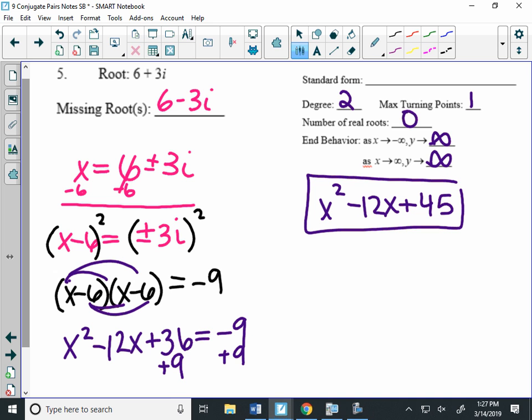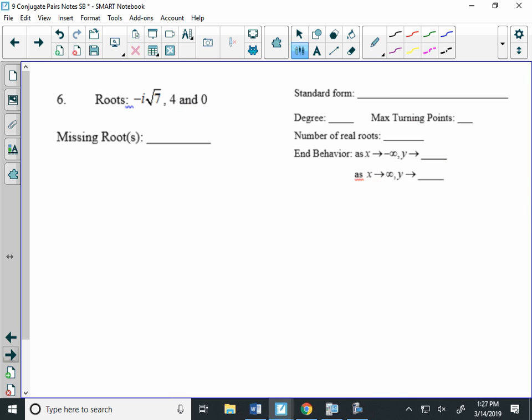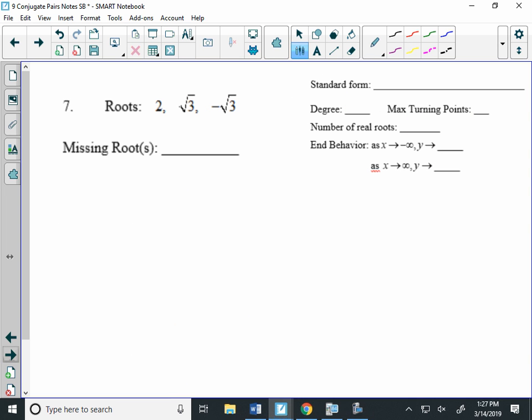All right, we're going to do one more together. So flip your paper. Give you a second to copy if you need. We're going to do number 7. Number 7 looks a little bit different. Oh no. Oh no, it's okay. It's okay. So we're at 2, radical 3, negative radical 3.